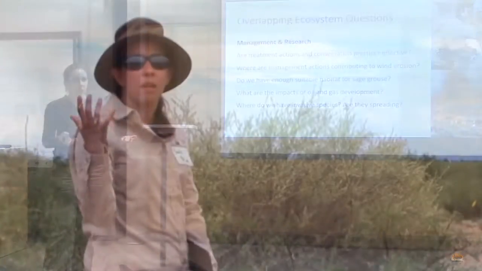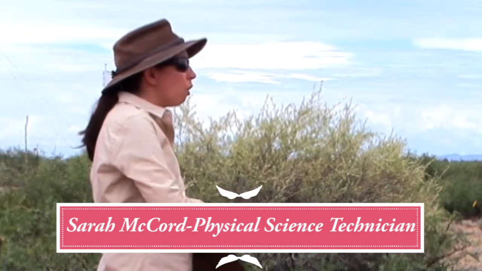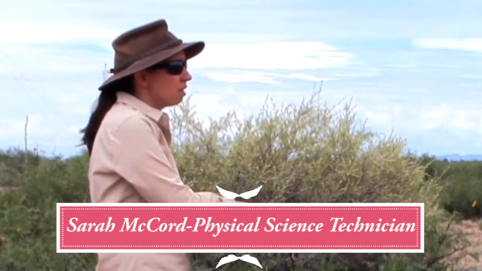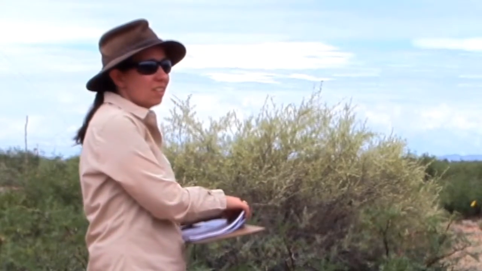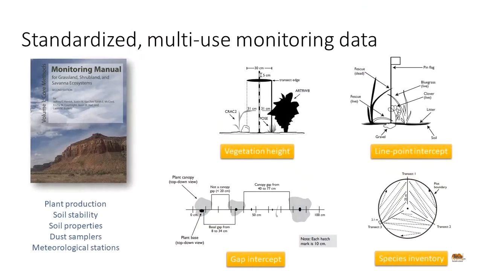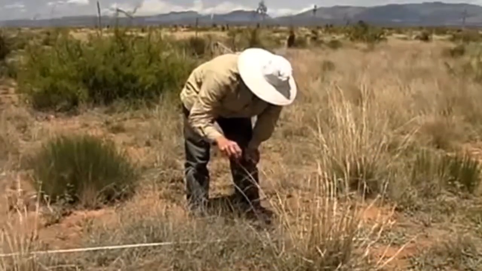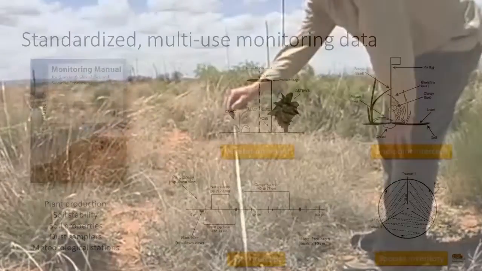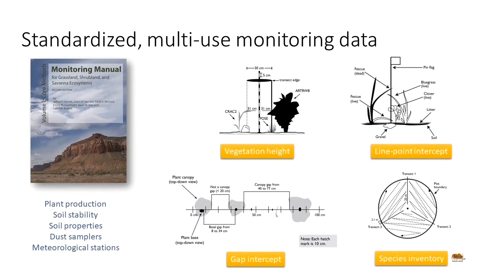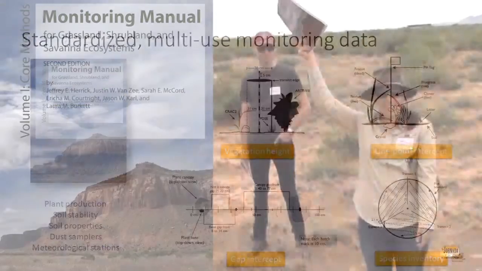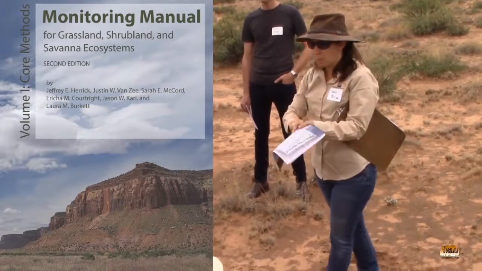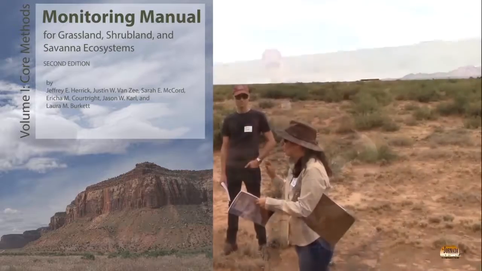Are they spreading? And so that's where a lot of the work that the Jornada has done to codify and develop standardized monitoring data has had a huge impact. If you collect vegetation height using the vegetation height protocol, line point intercepts, gap intercepts, and then do a species inventory or plant census on that plot, chances are you're going to be able to speak to quite a few of these common ecosystem questions that we have.